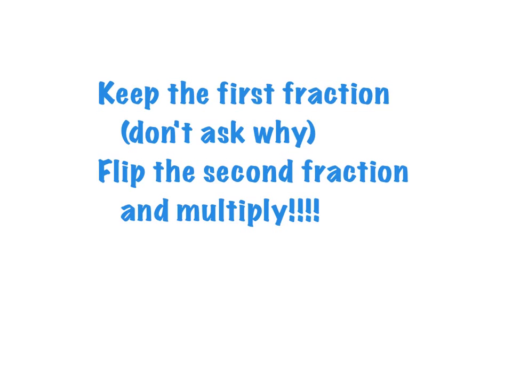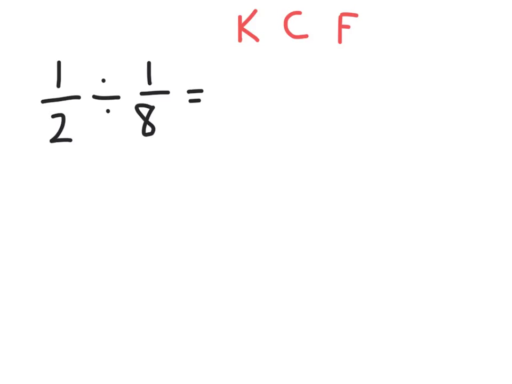Here's how I learned this from Mr. Soto. So, keep the first fraction, and don't ask why. Flip the second fraction, and multiply. Let's see how this works for our problem right here. We're going to keep the first fraction. The C means we're going to change that division sign into a multiplication sign. And the F means I've got to flip the second fraction.